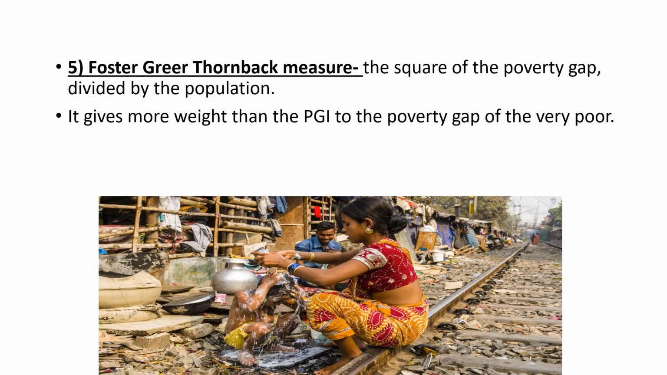The fifth method is the Foster-Greer-Thorbecke measure. This measure is sensitive to the problem of extreme poverty. It is most commonly defined as the square of the poverty gap divided by the population. By using the square of the poverty gap, the FGT measure gives heavier weight than the PGI, that is the poverty gap index, to the poverty of the very poor, because all income gaps are squared.